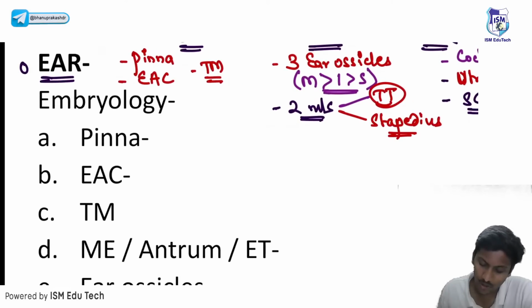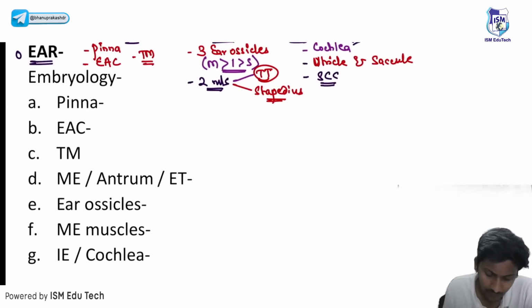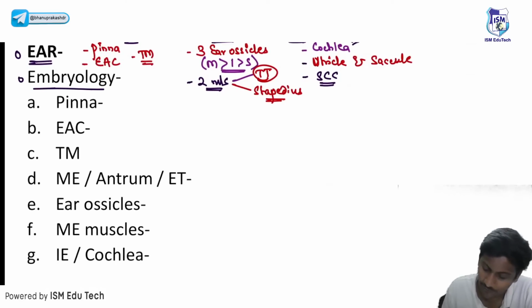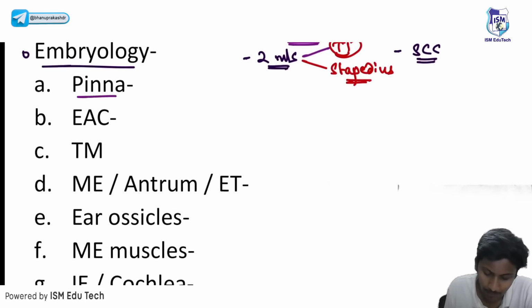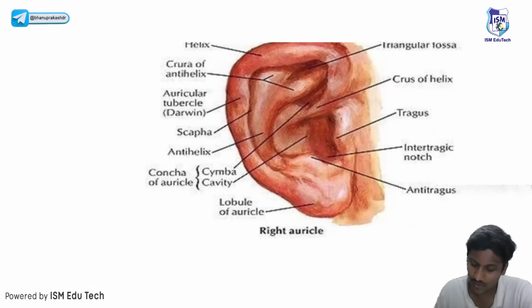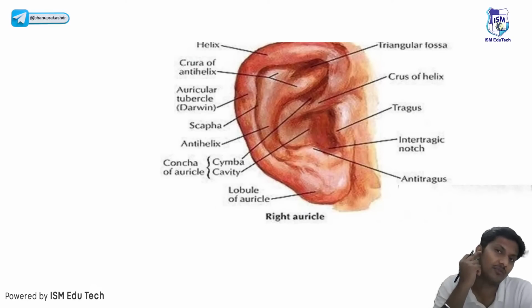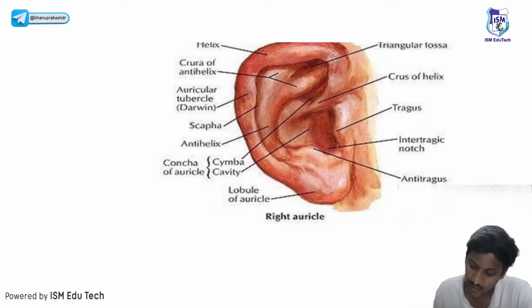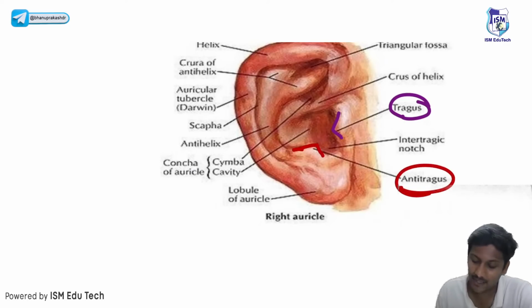Now if I talk about embryology, let's start with embryology. First of all, talking about the pinna. Now this is what the pinna looks like. This conical elevation on the medial side is what is called the tragus. The opposite conical elevation is known as the antitragus.